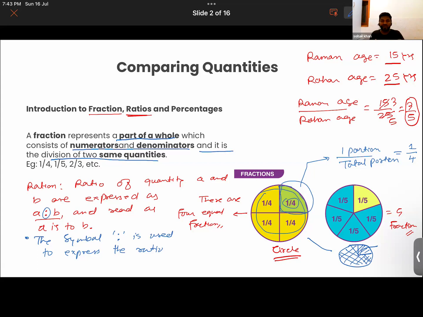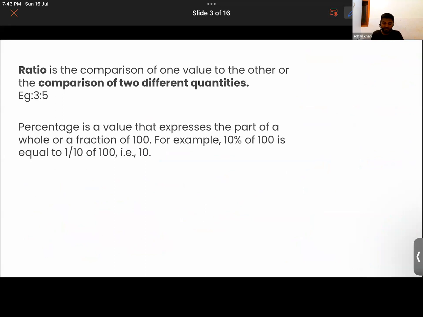As I told you, when you are comparing two quantities, they can be simply divided, and then you get the ratio between the two quantities. So what is basically a ratio? The ratio of quantities A and B is expressed as A is to B and read as A is to B, as I told you. And this symbol is used to express the ratio.